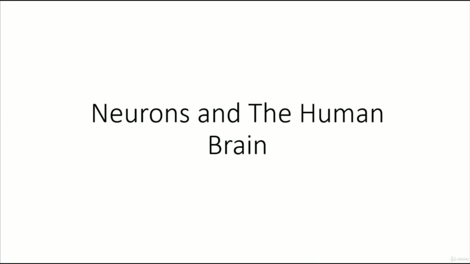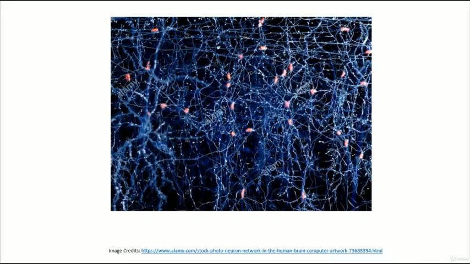So this lecture is about the relationship between neurons and the human brain. So this is basically what our brain consists of. It consists of billions of neurons interconnected, and each neuron is passing a message to another neuron, and at the end you have a specific action to be performed.